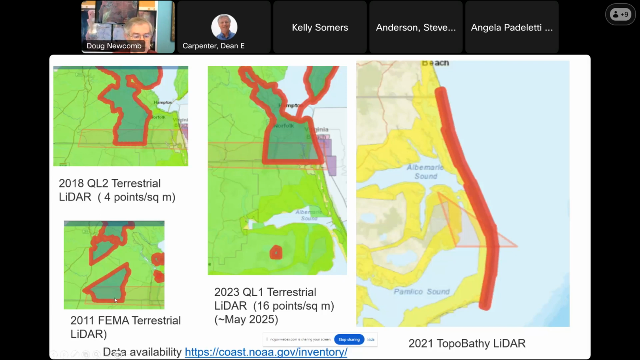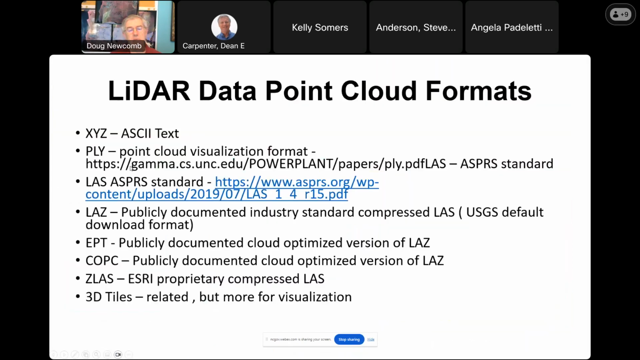There's some older 2011 data that is available in this part of Virginia, right on the North Carolina border. And then you also have this 2018 QL2 data that's available. The point cloud formats, you can get it as ASCII XYZ. That was the only way one of the coastal data sets in the 2001 data was available. It was later converted to the LAS and LAZ format.